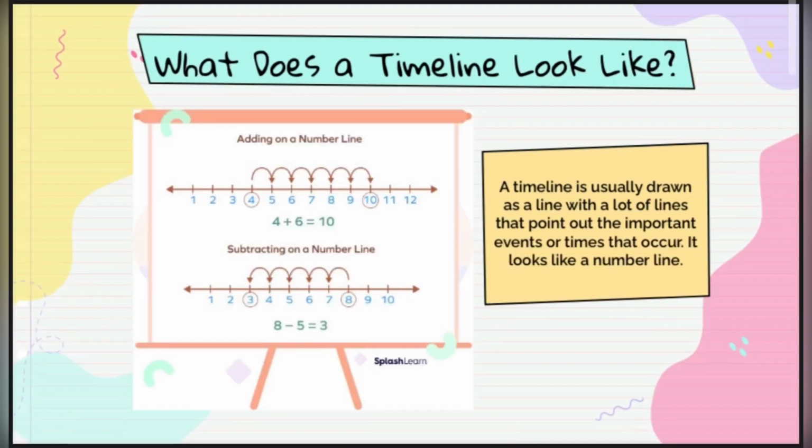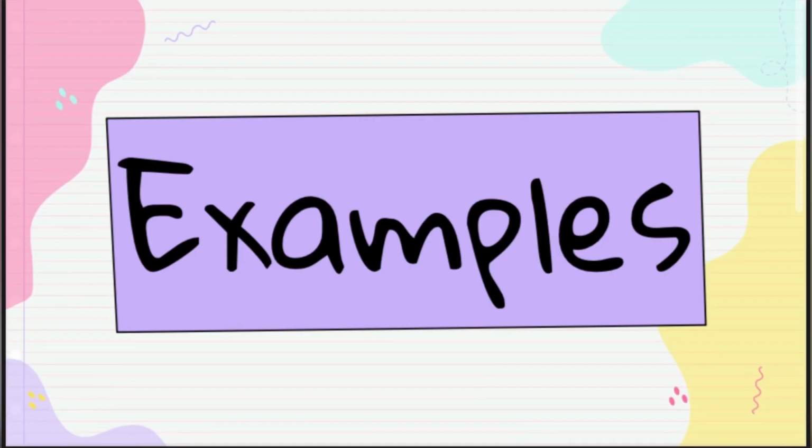So what does a timeline look like? A timeline is usually drawn as a line with a lot of lines that point out the important events or times that occur. It looks like a number line. Now let's do some example questions.